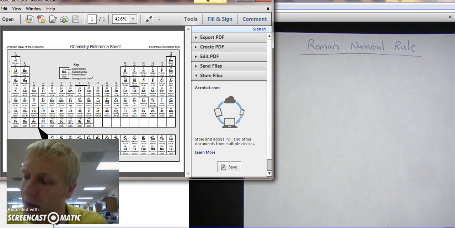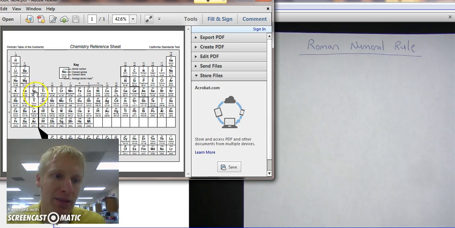Hello! In this video I'm going to be going over how to name compounds that have transition metals in them. Remember, transition metals are all of the elements that are right in between the S block and the P block elements. So the columns that's scandium through zinc, all of these elements that are in these columns.